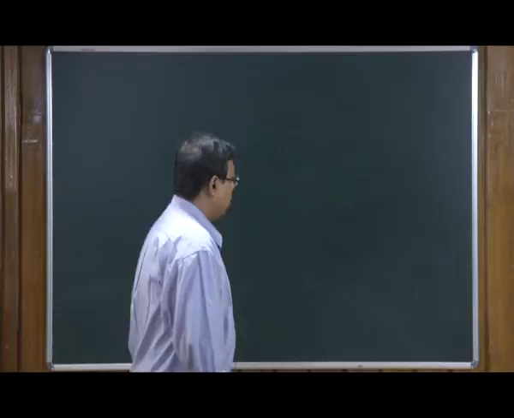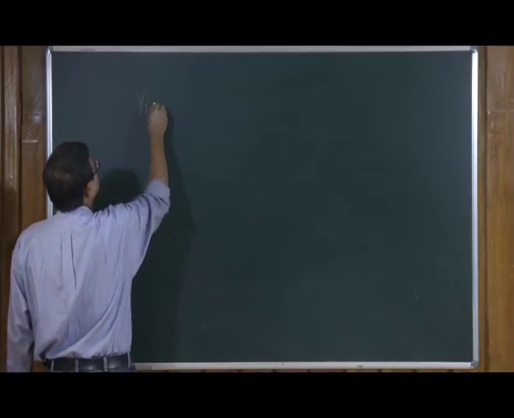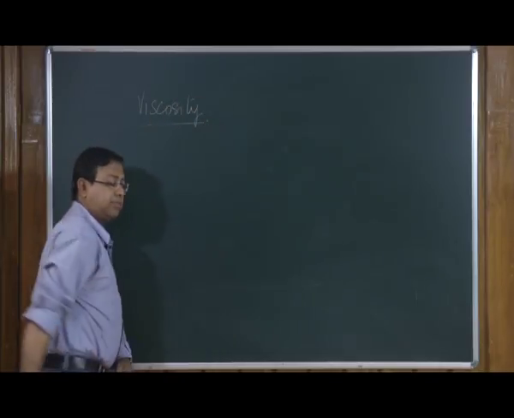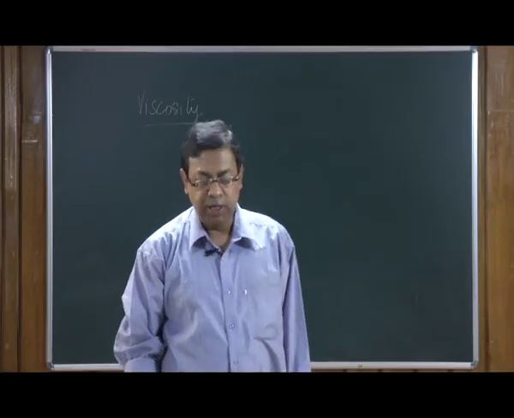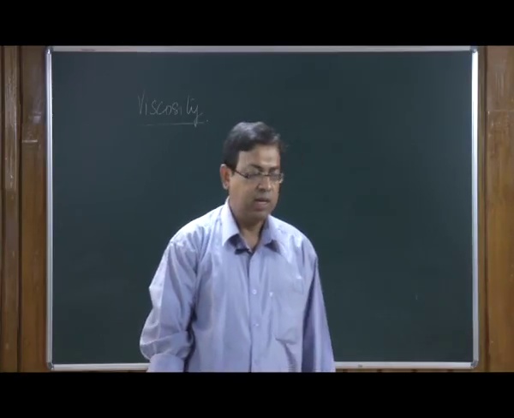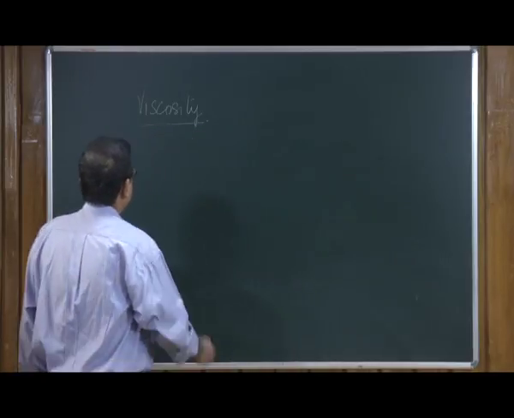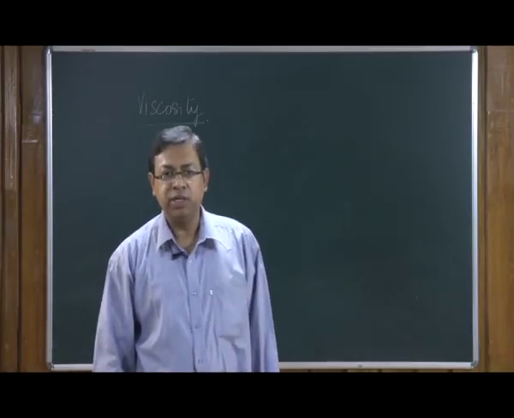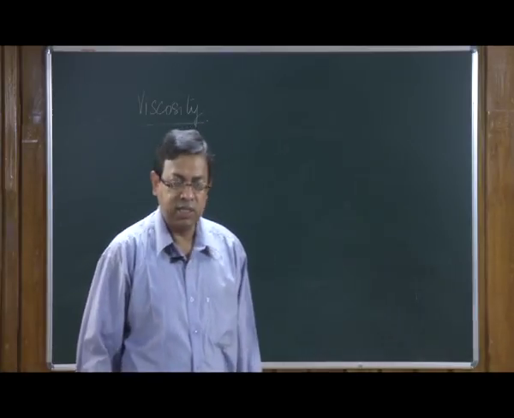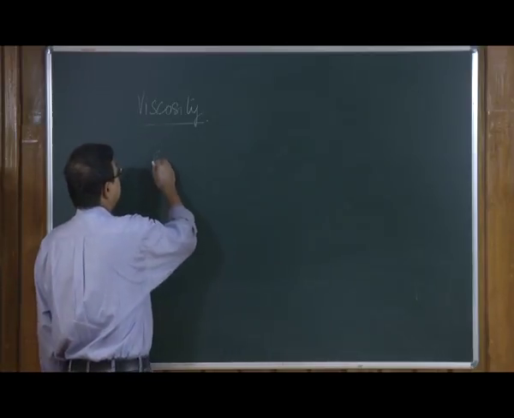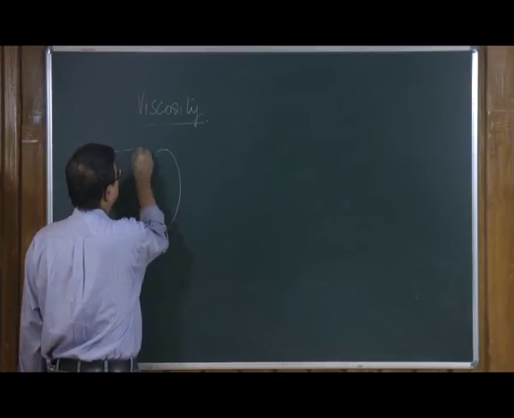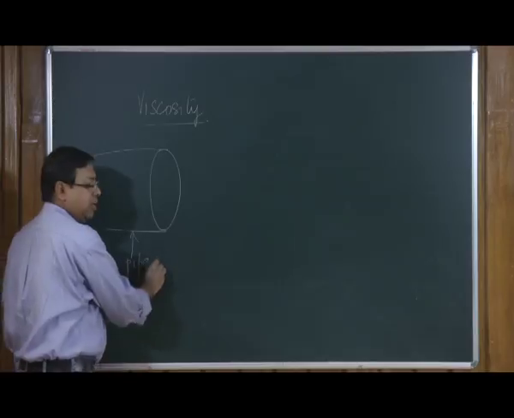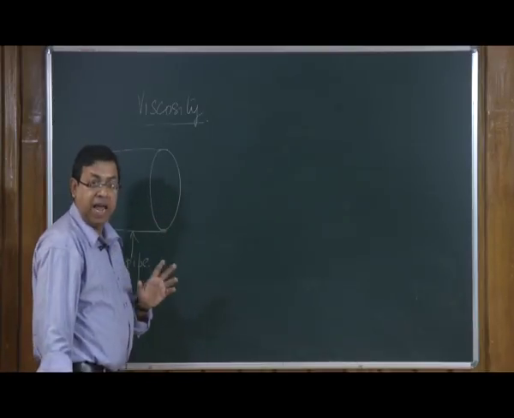So, let us talk about the next topic, which is called viscosity. It is basically a property of the fluid, just like what we have seen in surface tension. Suppose we have an ideal fluid. An ideal fluid means a fluid which is non-viscous; it does not have viscosity. Consider the flow of such a fluid inside a pipe. So, this is a pipe, and we have a non-viscous fluid, an ideal fluid.